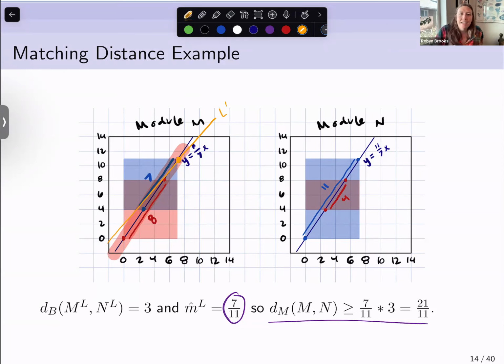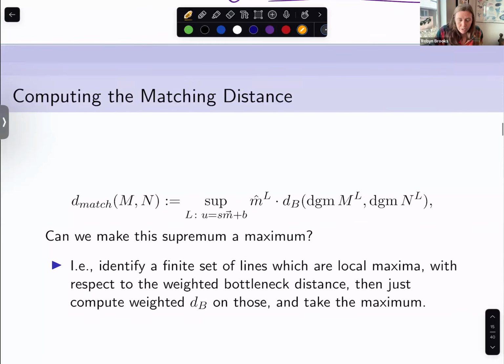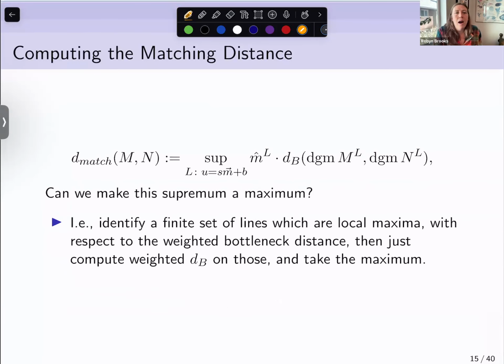We are able to identify subsets of lines for which it's possible to determine the largest weighted bottleneck distance in that set. So if we want to compute the matching distance, our goal then becomes trying to partition lines with positive slope into these sets where we can determine one line which has the maximum weighted bottleneck distance on that set. And if we find finitely many sets, right, we can obtain a finite set of candidate lines from which to compute the matching distance. And that makes this, you know, supremum calculation a maximum calculation.